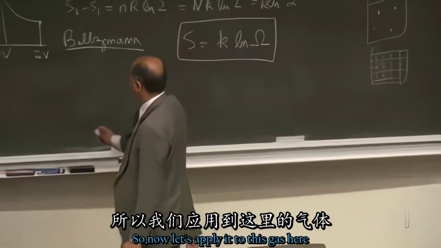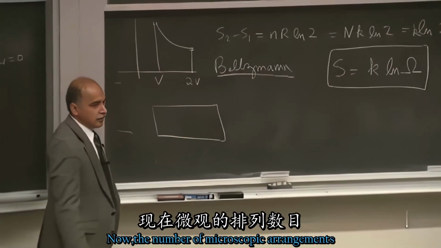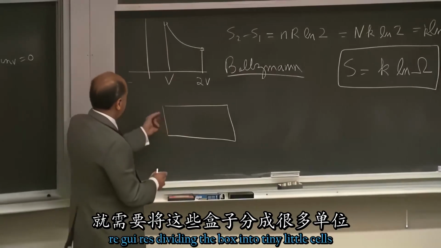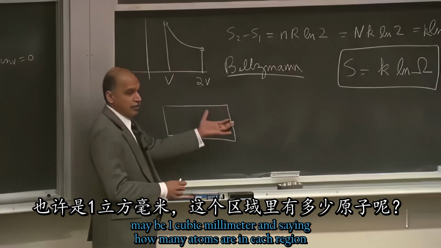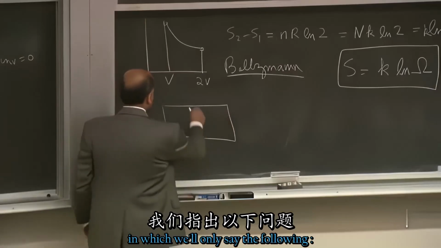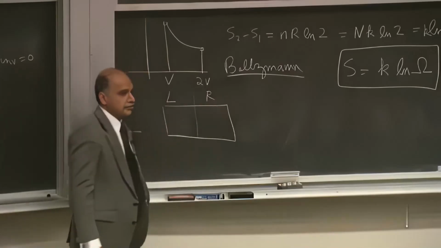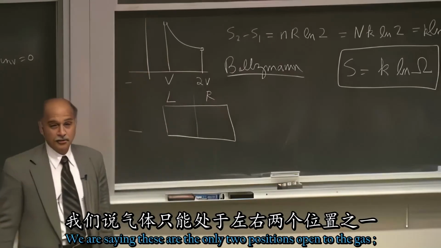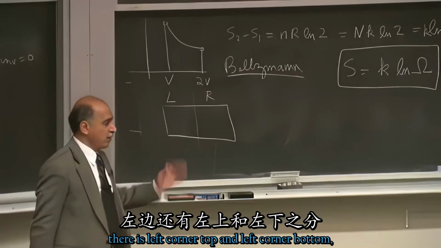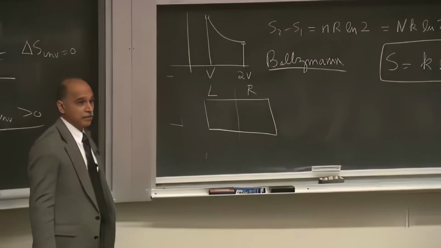So now let's apply it to this gas here. Now, the number of microscopic arrangements, if you really want to get down to it, requires dividing the box into tiny little cells, maybe 1 cubic millimeter, and saying how many atoms are in each region. But we're going to do a crude calculation in which we'll only say the following. Either a molecule is on the left or it's on the right. We are saying these are the only two positions open to the gas, left or right. Of course, in the left, there is a left corner top and left corner bottom, but don't worry about it. Just say there are only two things it can do. It can be on the left or it can be on the right.